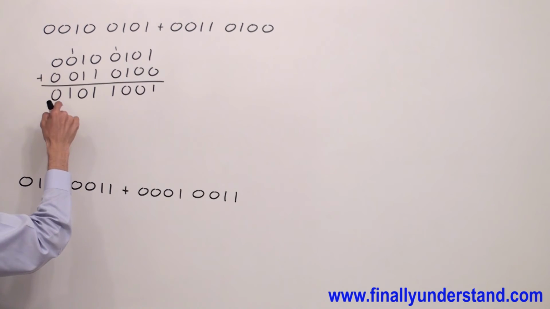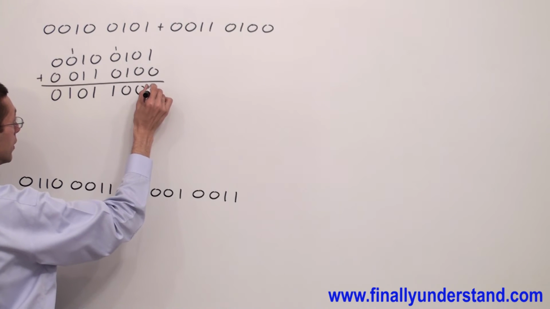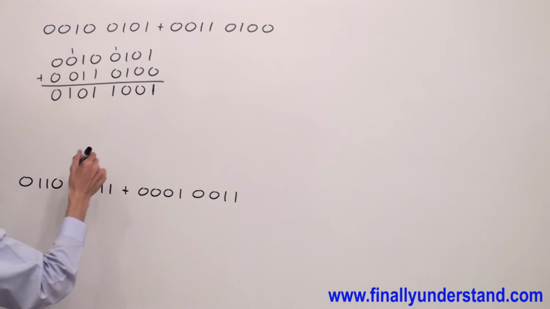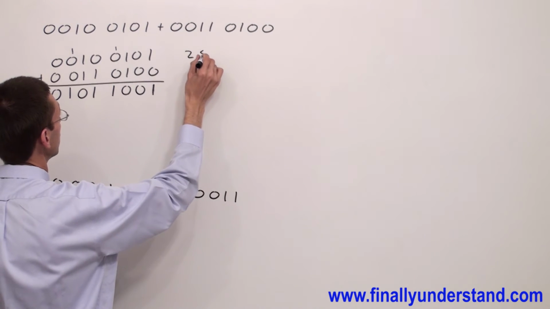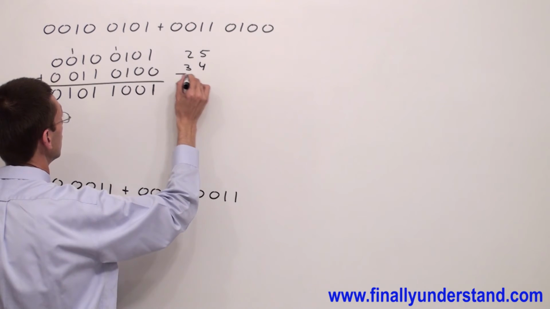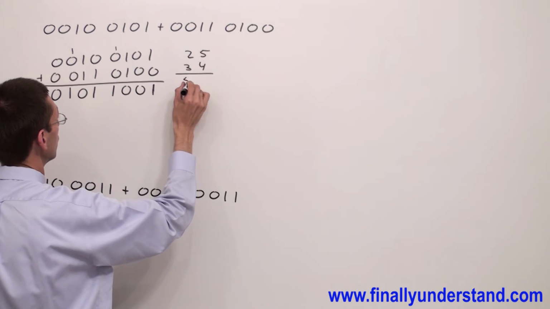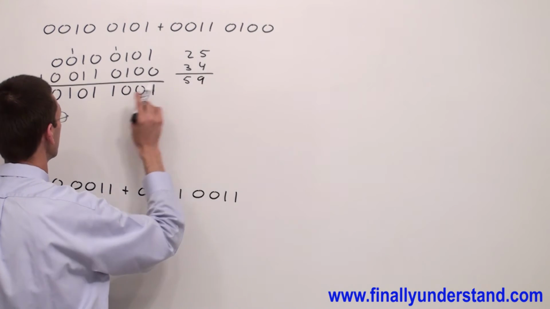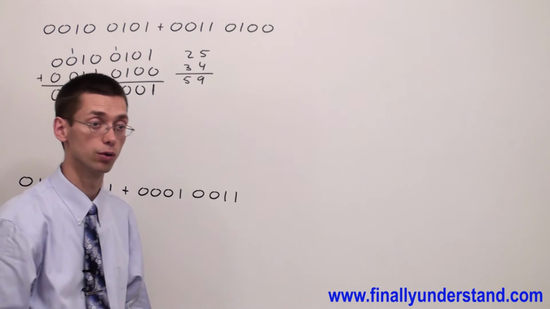This is the solution to my problem. In other words, this is 2, 5. This is 25. This is 34. 25 plus 34 is equal to 59. And this is 59 expressed in the BCD code.